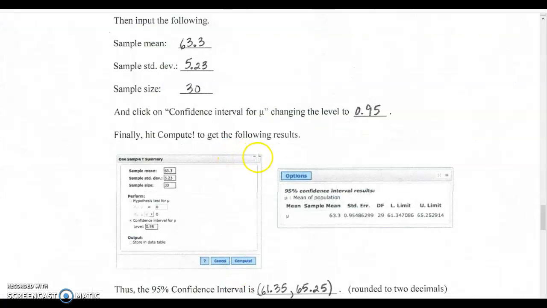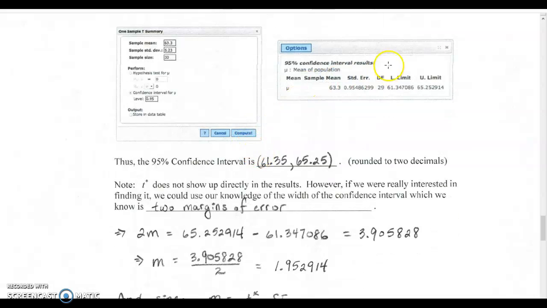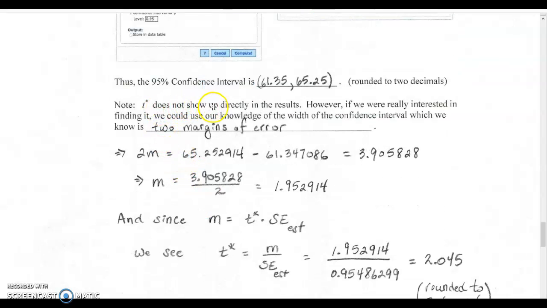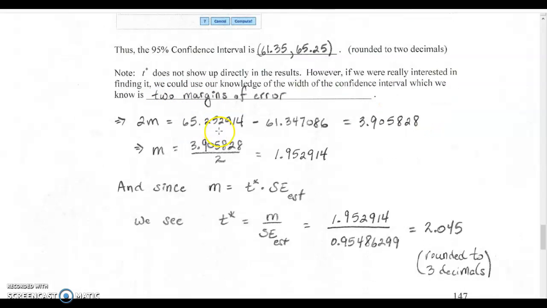So let's go back. There are the results that I just showed you. Here's me writing it out in interval notation, and I rounded it to 2 decimals like I was speaking about when I was showing you on StatCrunch. I just want to make a note here that T-star does not show up directly in the results. However, if we were really interested in finding it, we could use our knowledge of the width of the confidence interval, which we know is 2 margins of error.